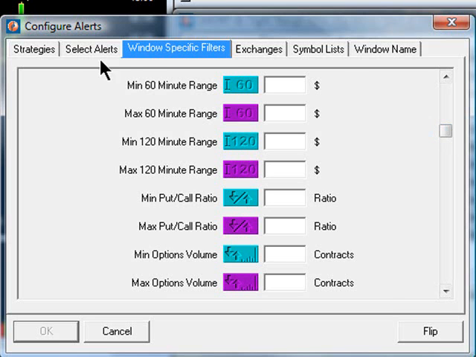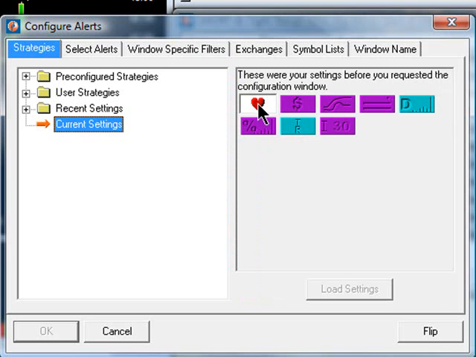So when I go to my strategies tab, you see that there's a heartbeat alert. What happens is this: if I don't select any other alerts, the heartbeat will automatically default to let me know that these are the stocks that meet my criteria. Again, the heartbeat is an automatic default to let me know that these stocks meet my criteria. So let's take a look at what this looks like.